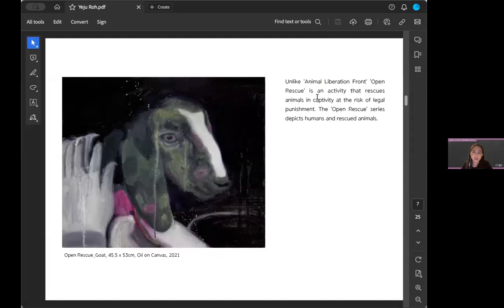And this one is for Open Rescue. So unlike Animal Liberation Front, Open Rescue is an activity that rescues animals in captivity at the risk of legal punishment. And Open Rescue people, they don't hide their identities.